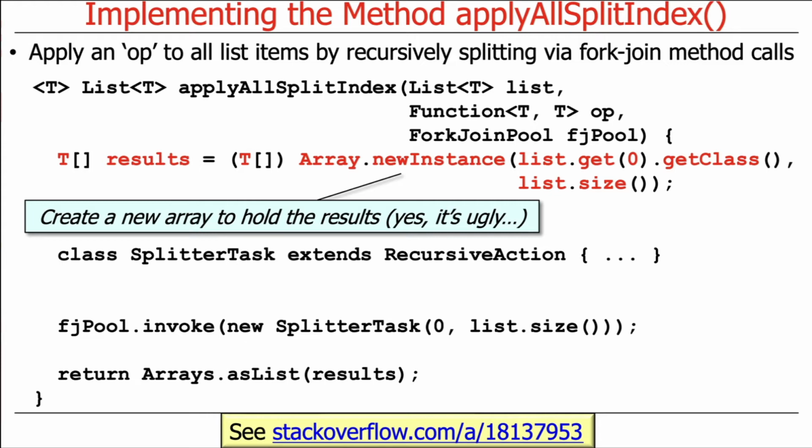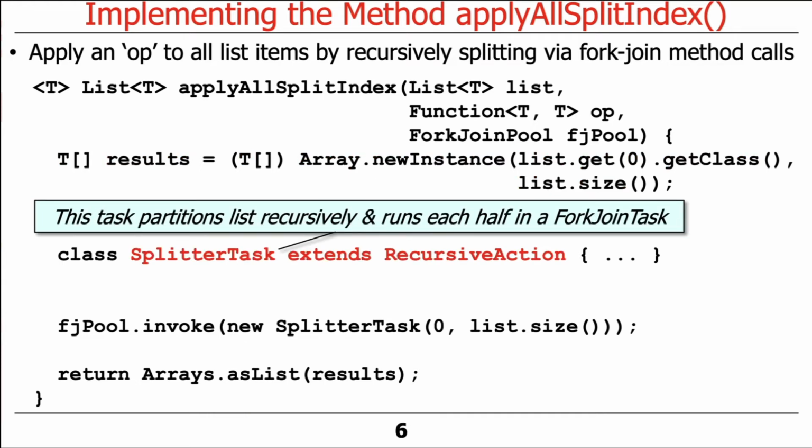And yes, it's very ugly, and you can read more about why this particular technique is necessary at the link down below. So now we have another nested class. This one's also called splitter task, but it's implemented quite differently from the one we saw before. The one we saw before extended recursive task. This implementation is going to extend recursive action, because it's not going to return any values. It's going to use the results array instead.